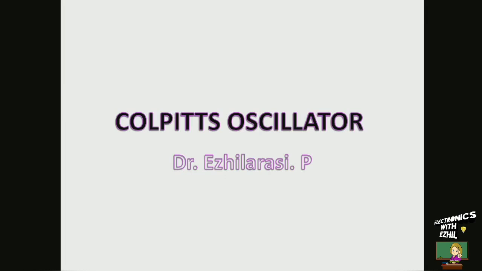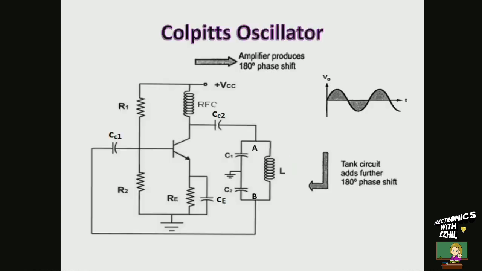Hello students, in this video we will discuss the working principle of Colpitts oscillator and also we will derive the frequency of oscillation and condition for oscillation. Colpitts oscillator is a type of LC oscillator which produces sine wave in the range of radio frequencies. Hence it is coming under high frequency oscillator or radio frequency oscillator.